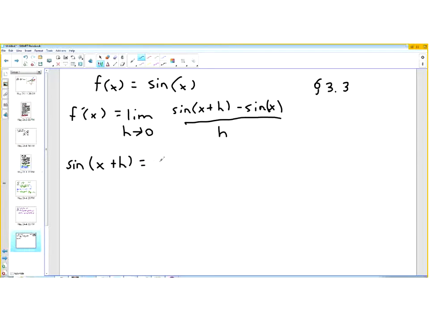But the identity, I'll give it to you here, that we'll use for the sine of a sum is equal to sine x cosine h plus cosine x sine h. Okay, so we'll use this trigonometric identity for the limit calculation. So plugging that in to the difference quotient.